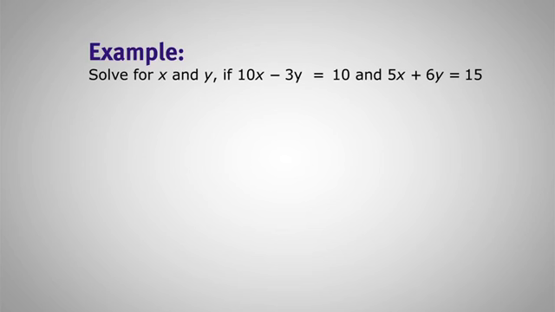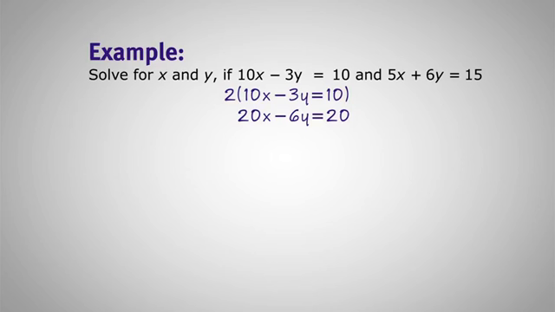Before we can do that, we're going to need to multiply the first equation by something in order to be able to eliminate y. Take a look at your y terms. In our first equation, we have -3. In our second equation, we have +6. In order to be able to eliminate those y terms, we're going to need to multiply our first equation by 2. So when we multiply our first equation by 2, we get 2 times the quantity of 10x minus 3y equals 10, which is going to equal 20x minus 6y equals 20.